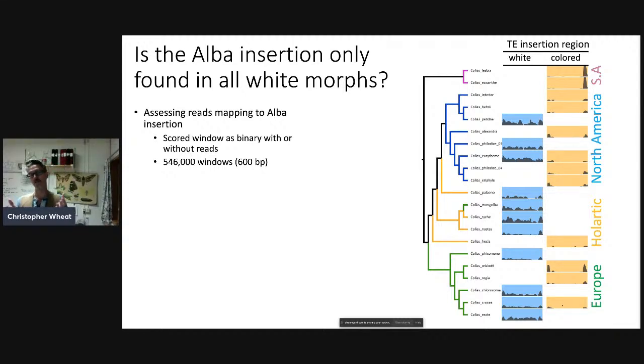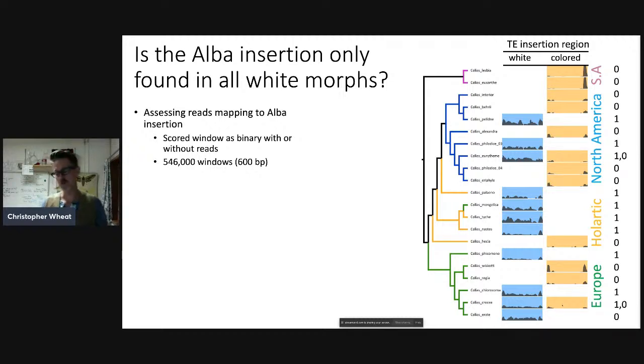Now, in order to put a p-value on that, we said, okay, that window is about 600 base pairs long. Let's break the entire genome of Colias eurythemi up into 600 base pair windows and map all these species genomes to that entire Colias eurythemi genome. And for every 600 base pair window, for every individual, we can ask whether or not they have content.